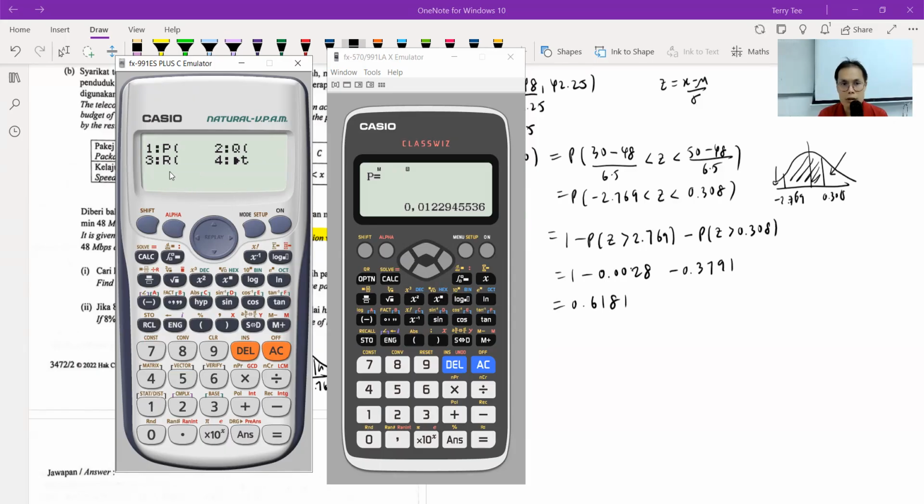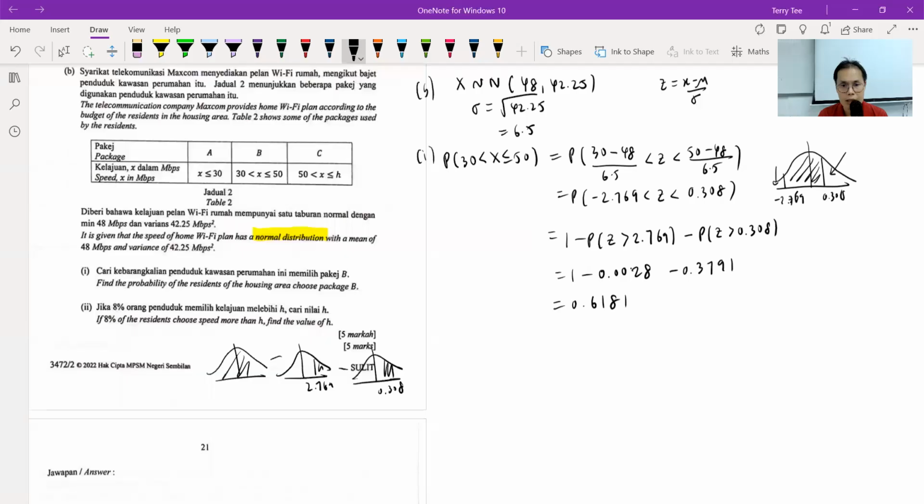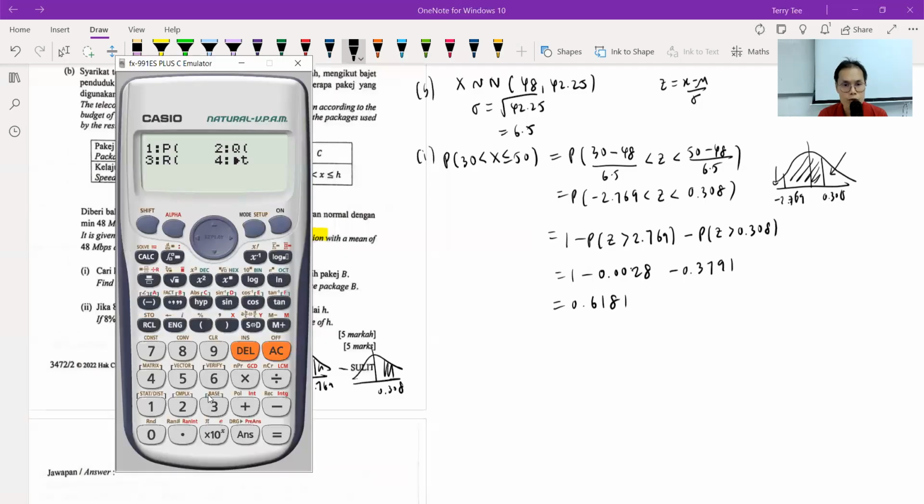Go to R. Remember, what is Q on your mathematical table is R on your calculator. Your table here uses Q. Q is the upper tail, right? We call it upper tail probabilities. But here on your calculator, we call it R. We press 3 for R.